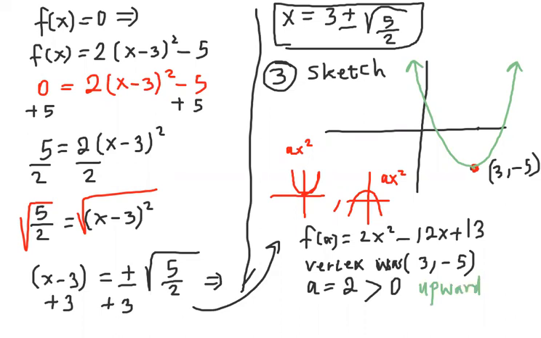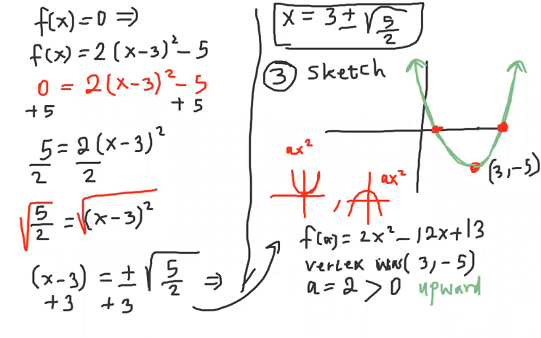So I find the vertex. This is the vertex from the graph. And the shape, because a from the standard form is positive, so it looks upward. And this is the graph for this quadratic function. But if we want to add more points, I know the x-intercept.